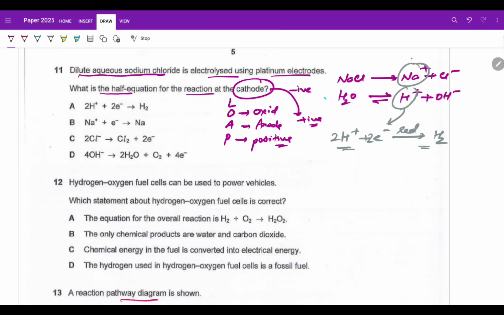Therefore the option should be option A, which is 2H+ + 2e- gives hydrogen gas. Na is wrong, chlorine is wrong, and OH ions are wrong. 11th question, answer A.